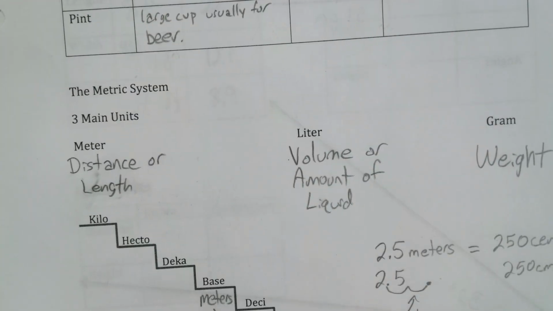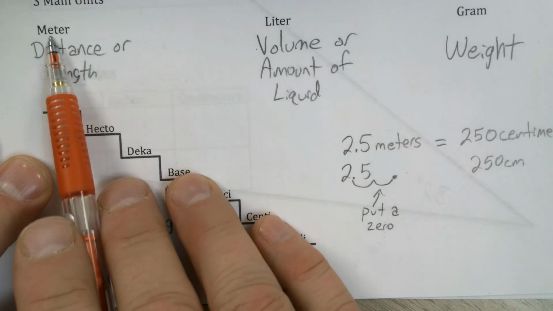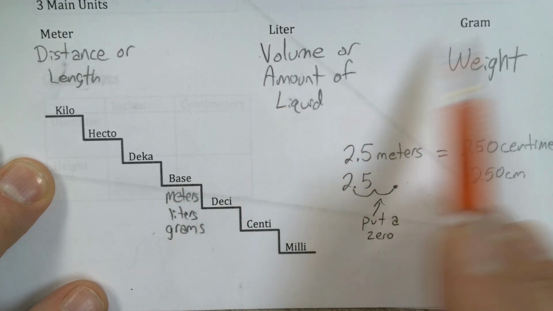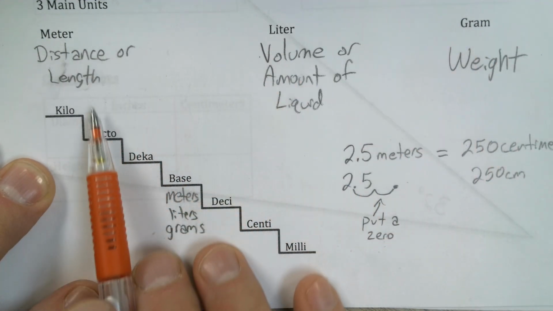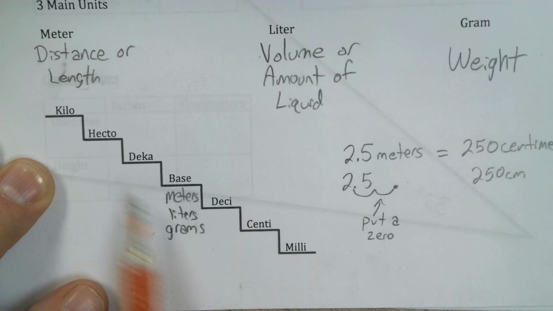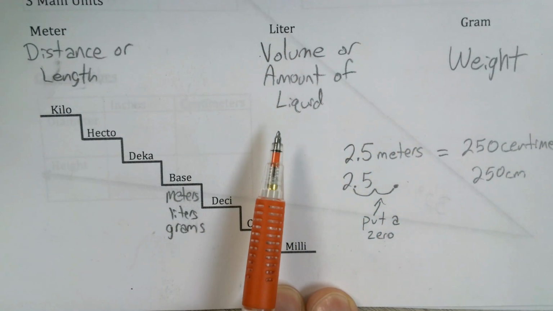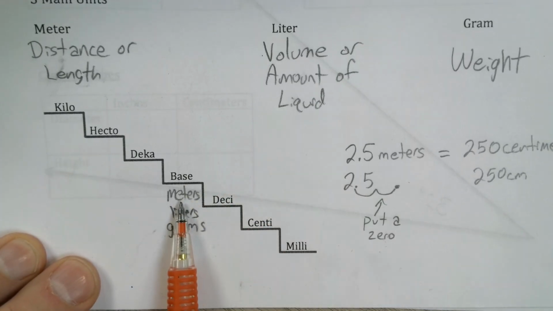And so scientists are like, this is awful. We need to find a better way to do this. And so they came up with a system that is much easier to use. So here we only have 3 main units. We have meters for distance, liters for volume, and grams for weight. And so we always measure distance in meters, but we can have different sizes. We'll talk about that in a second. Same thing with liters, same thing with grams. So, excuse me, a meter is about the length of a yard. It's around 3 feet. It's not exact.